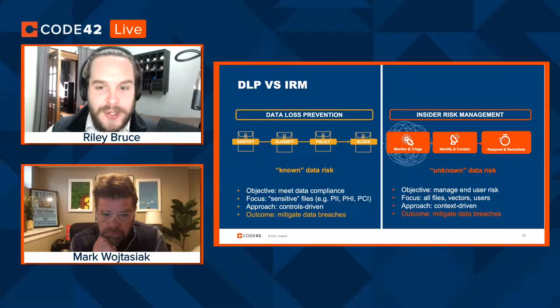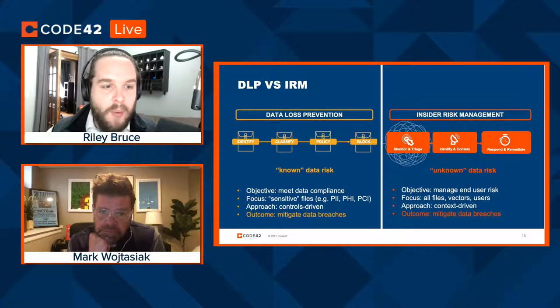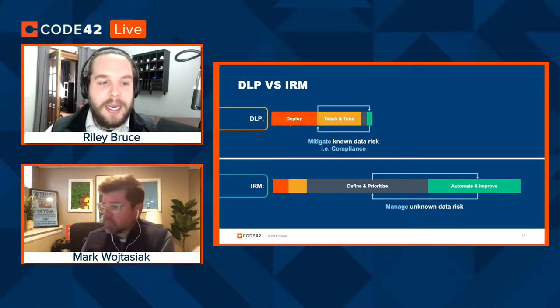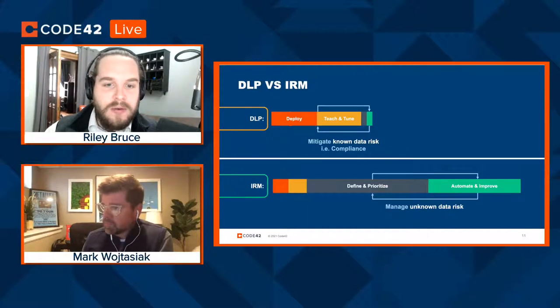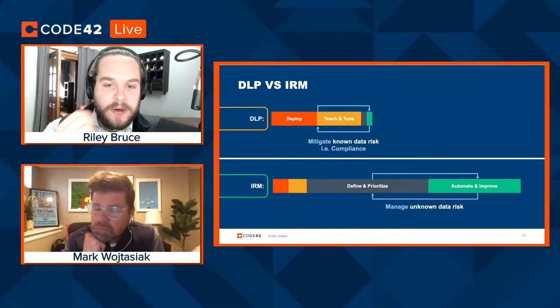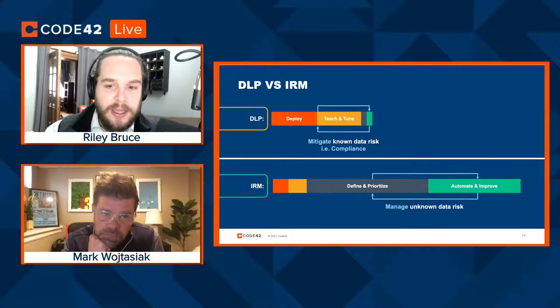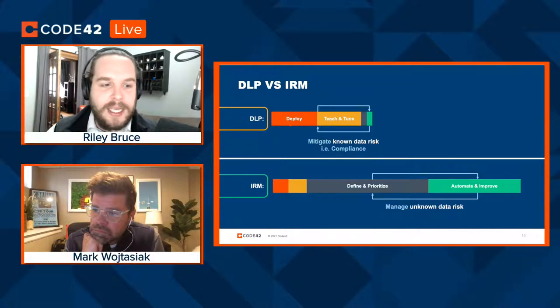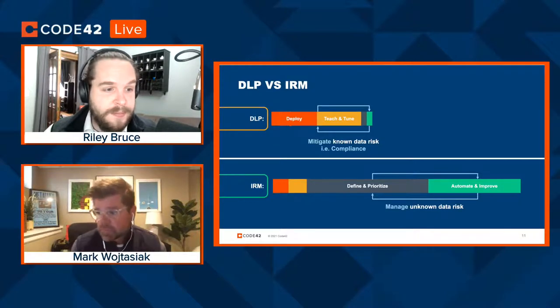So we've been talking a lot about this DLP versus IRM dichotomy, but one of the ways they are distinct is in the way that they are managed on an ongoing basis. Obviously here we're trying to mitigate with DLP, and we have this deploy and then redeploy concept, versus with IRM, it's managing this unknown risk that can then be defined over a longer period of time. However, the nice thing is you get this kind of flywheel going on. And Mark, go for it.